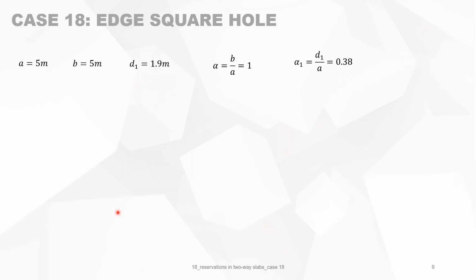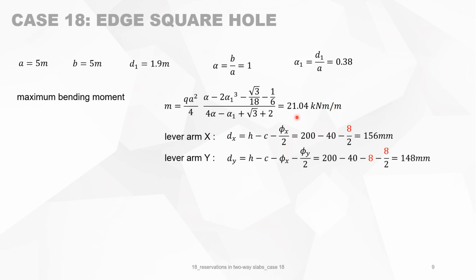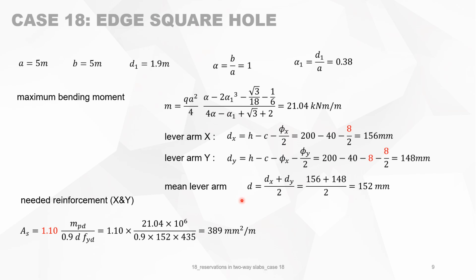We identify now the different variables. Alpha is 1 and alpha 1 is d1 over a, which is 0.38. The maximum bending moment is then given by this formula, and we find that the maximum bending moment is 21 kilonewton meter per meter. We calculate the mean lever arm of the reinforcement, and it gives us 152 millimeters. The needed reinforcement is 1.1 times the maximum bending moment divided by the lever arm and the yield strength of the reinforcement. It gives you 390 square millimeters per meter.